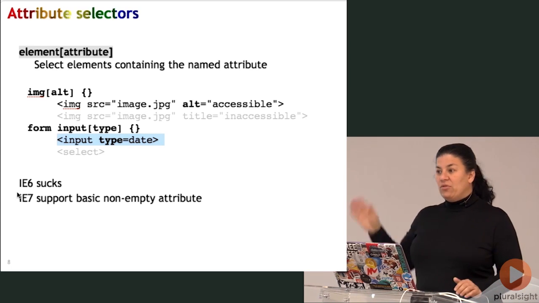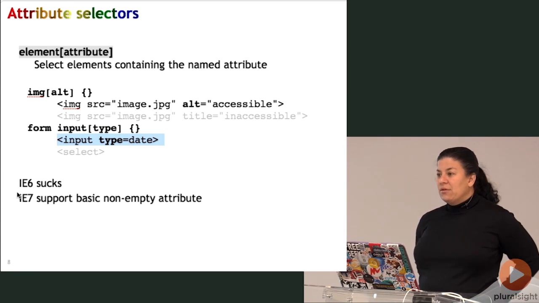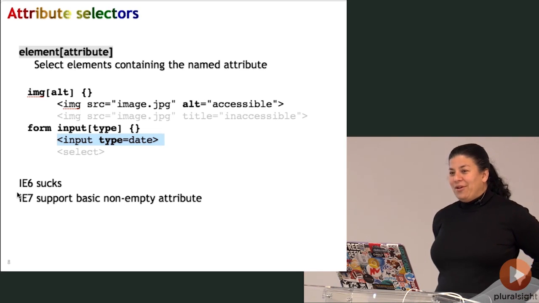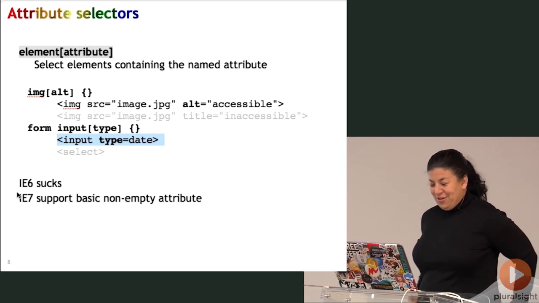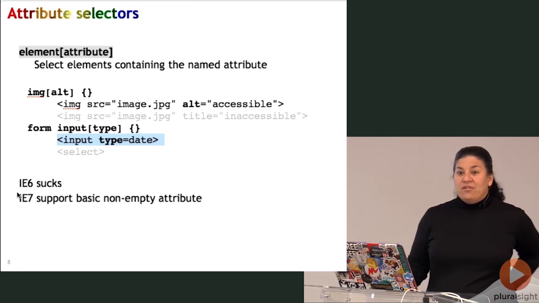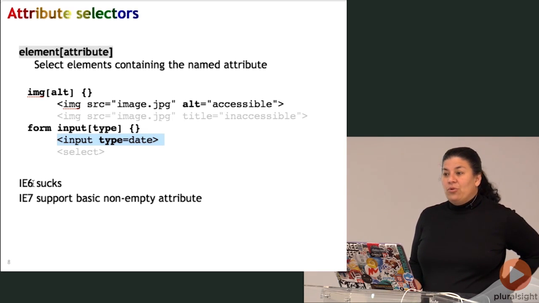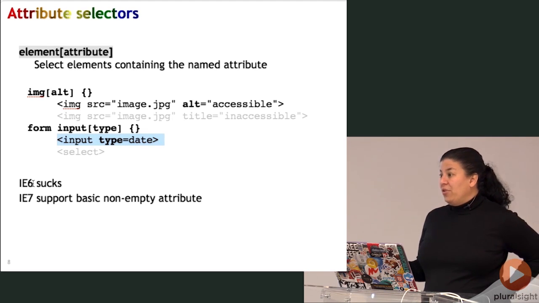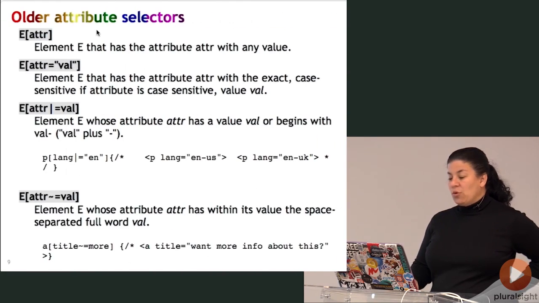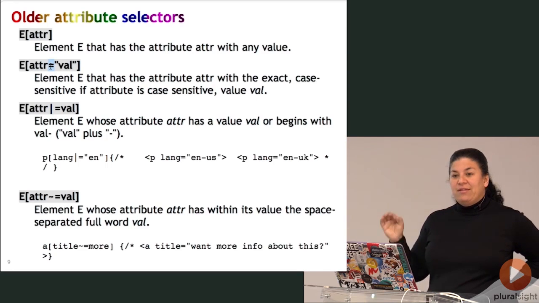IE6 does not support this. Who's still supporting IE6? Okay, we will stop talking about IE6 for today. Good. IE7 does support this, as long as the attribute on the page is not empty. So, the older attributes, we had the basic one. We have the equals sign, which means exactly equal to.